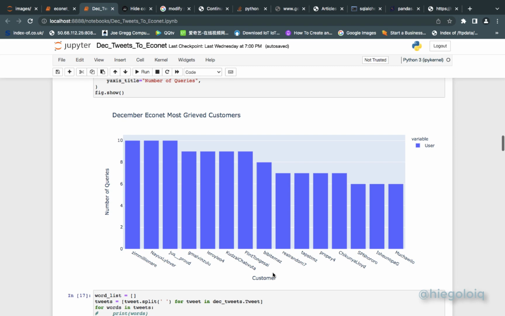I know that there's a follow-up service that Econet has, where if you get assisted on some sort of query, they give you a call to check, hey, how was the service you got? How would you rate the customer representative? And you say a bunch of stuff, but it's kind of random.